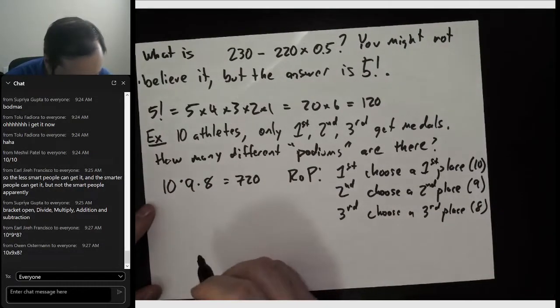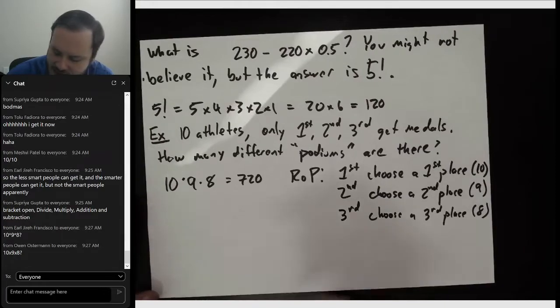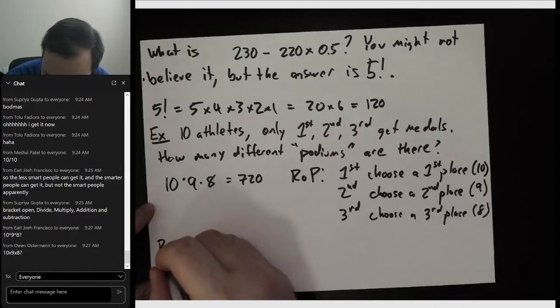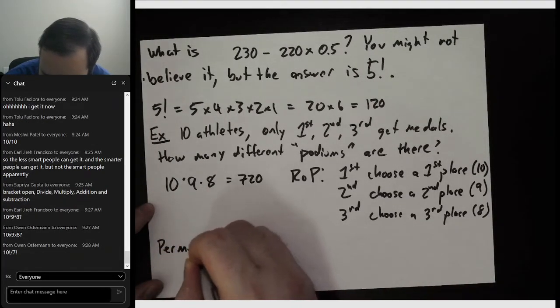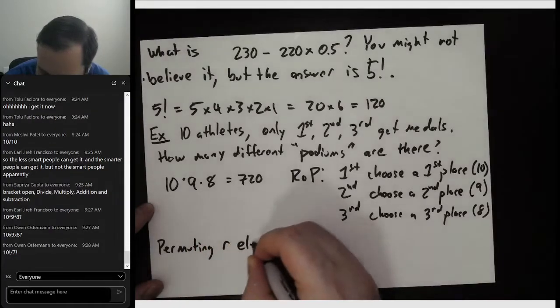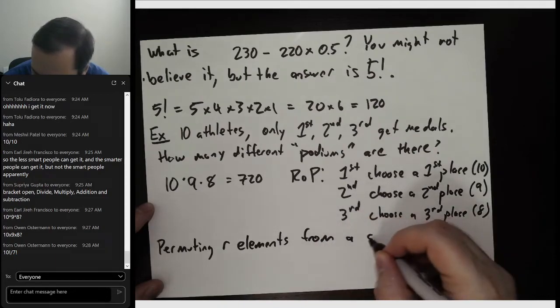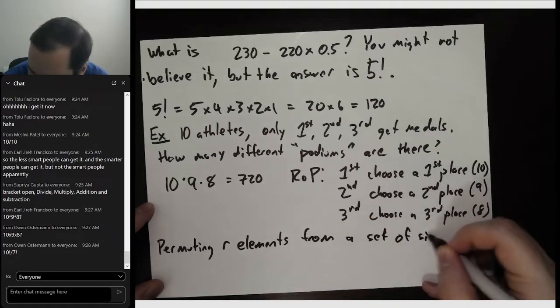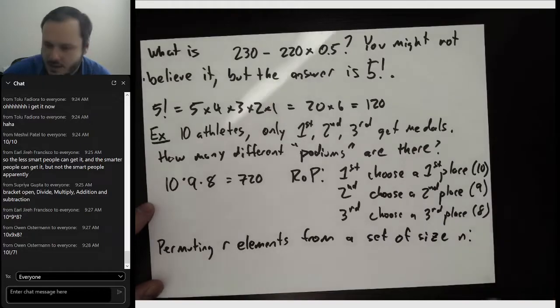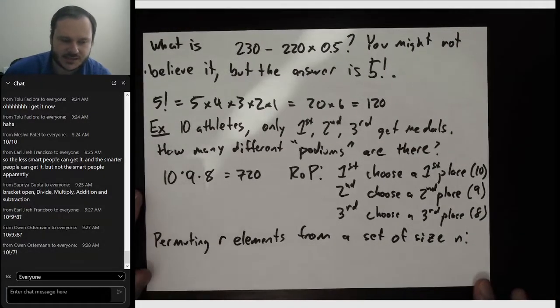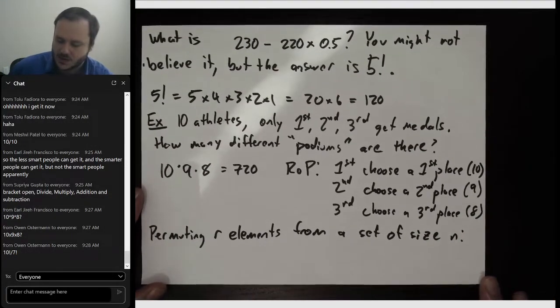So this is a permutation of size r. Permuting r elements from a set of size n. How many ways are there to do this? Exactly right. Really good, Owen.